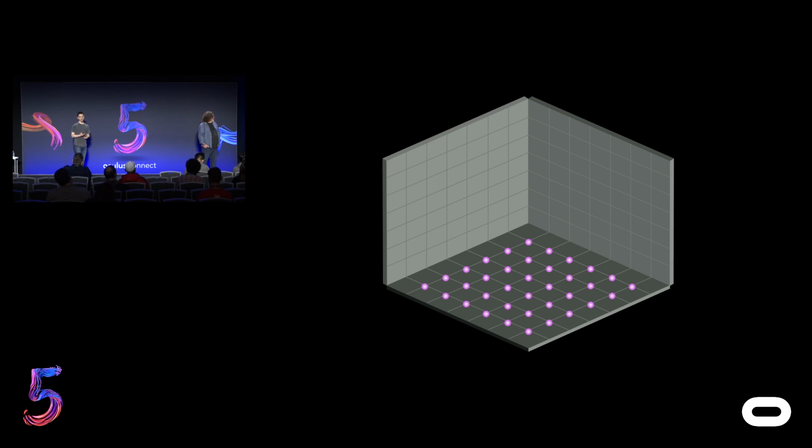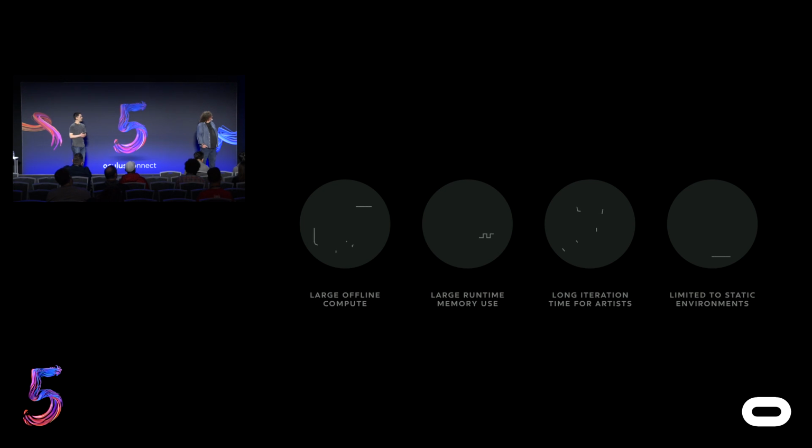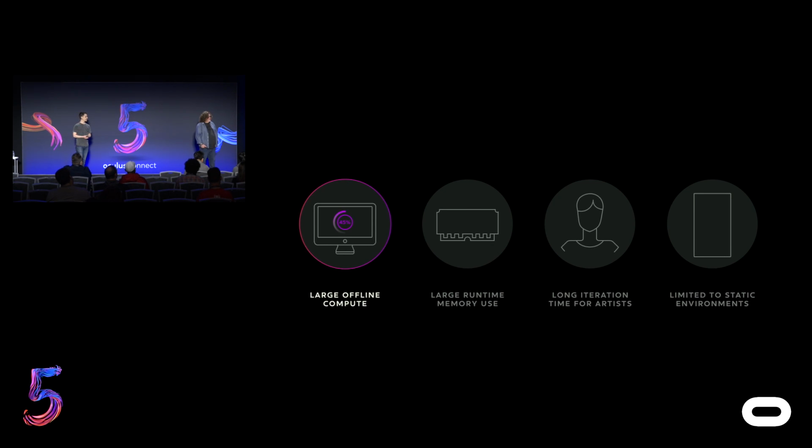And there's a few drawbacks to going this direction. One of the main ones is the large offline compute time. It's going to take a long time to bake out that data. And all of that data is going to take up a lot of memory. So you're going to have to load it all up and keep it resident in memory. So that's another drawback here. And I think one of the biggest ones, and this comes from the large compute time, is a really long iteration time.